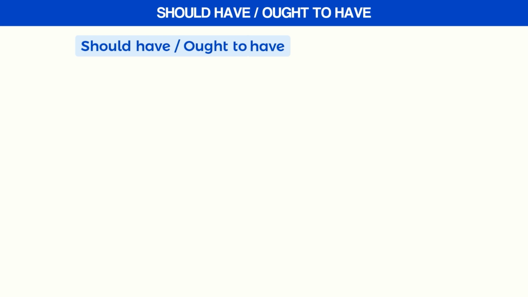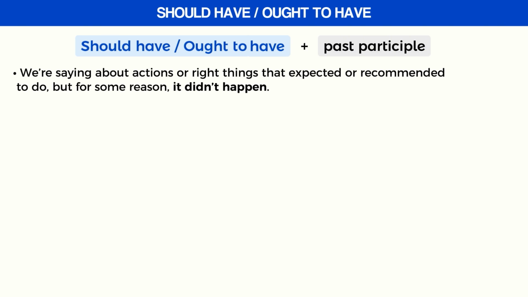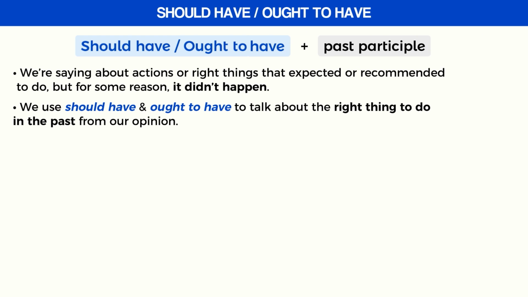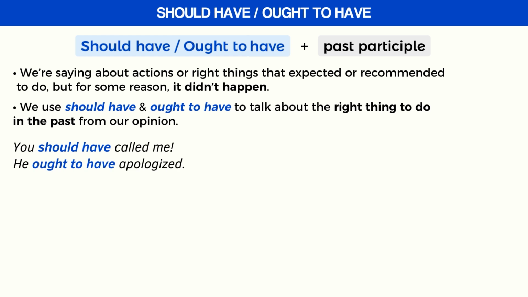Should have or ought to have plus past participle. Sometimes we talk about mistakes or missed opportunities in the past. We're talking about actions or right things that are expected or recommended to do, but for some reason it didn't happen. We use should have and ought to have to talk about the right thing to do in the past from our opinion. Examples: You should have called me. He ought to have apologized. It was the right thing to do, but it didn't happen.